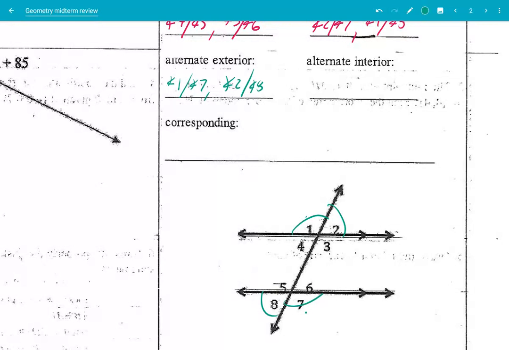All right, alternate interior. And it's gonna be 4 and 6, and then 3 and 5. Angle 3, 5.